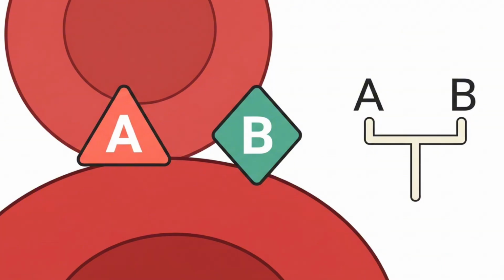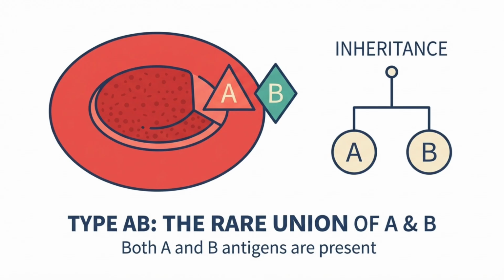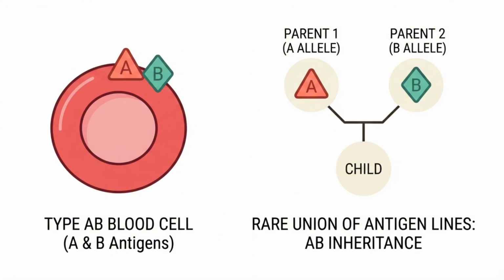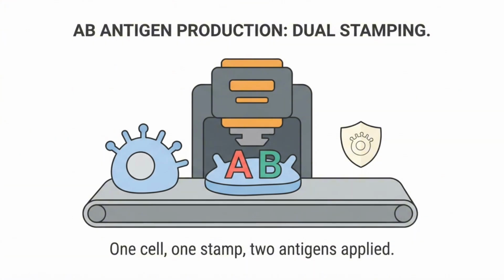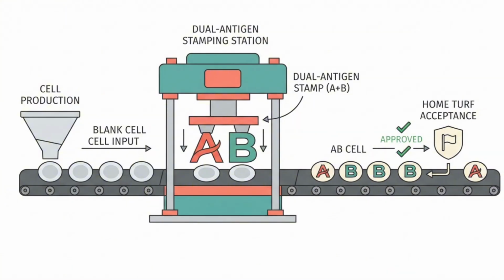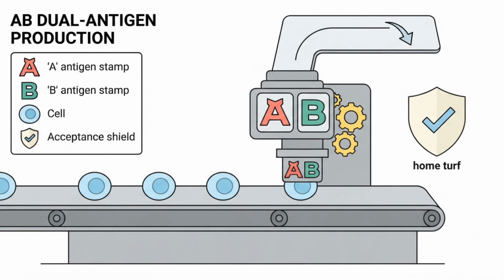Picture the red blood cell factory again, but this time the assembly line has two working stamping machines instead of one, pressing both the A logo and the B logo onto the same cell without conflict. Because an AB immune system grew up surrounded by both logos from birth, it never learned to treat either one as foreign. It recognizes both as home turf.